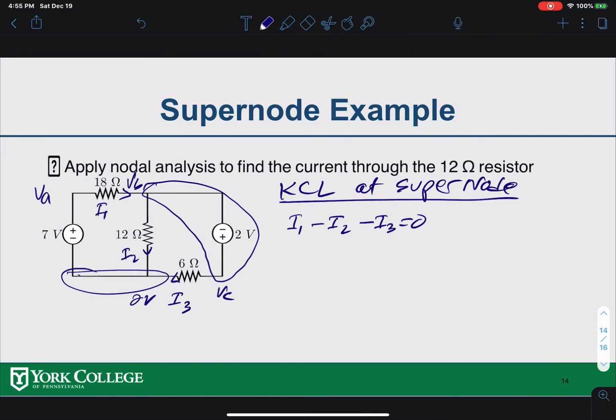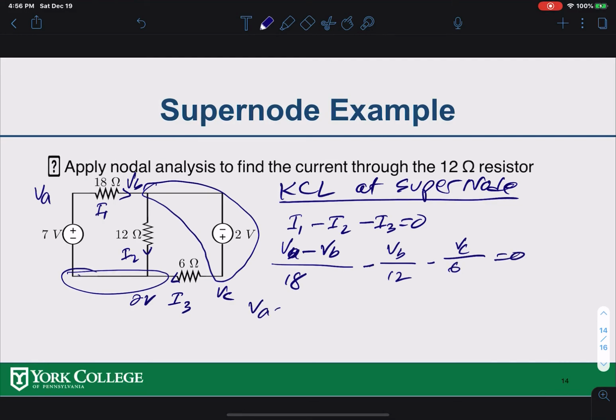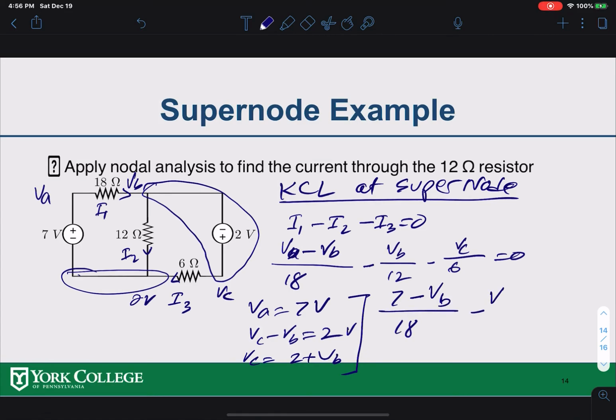Now I1 right here would be VA minus VB over 18, right? Then I2 is VB minus 0 over 12, and over here I3 is VC over 6, equal to 0. I know VA is my 7 volts, and VC minus VB is my 2 volts, right? I can say VC is 2 plus VB. If I put this back here, it's 7 minus VB over 18, plus VB over 12. Over here, your VC is 2 plus VB over 6, equal to 0.